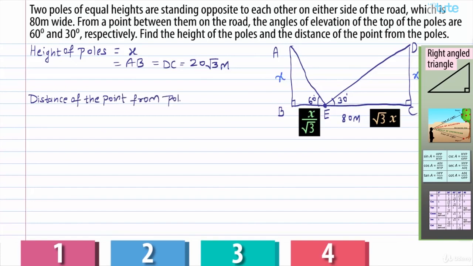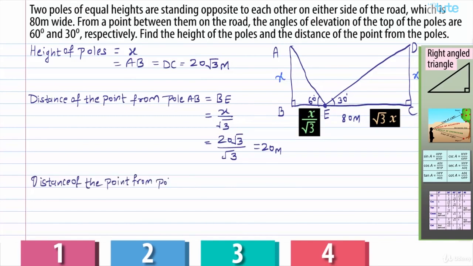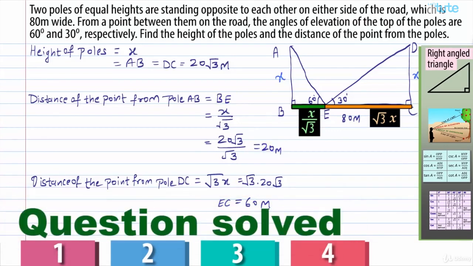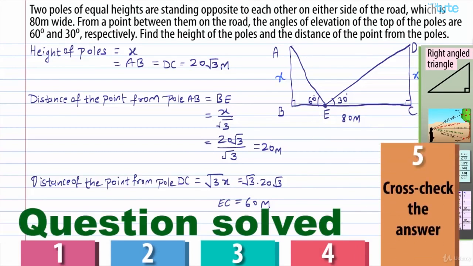Now very easily we can get the value of BE and EC, as we just have to put the value of x. Hence BE is 20 meters and EC is 60 meters. So the question is solved, and we can also cross check the same.